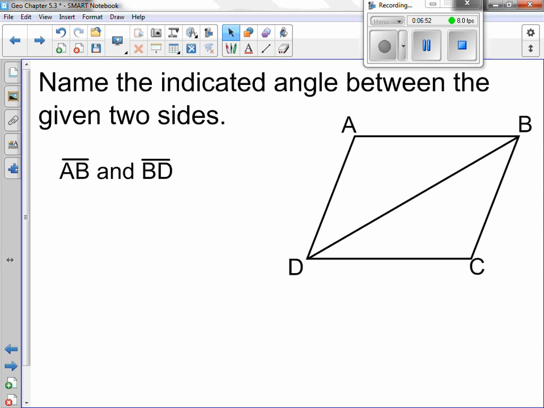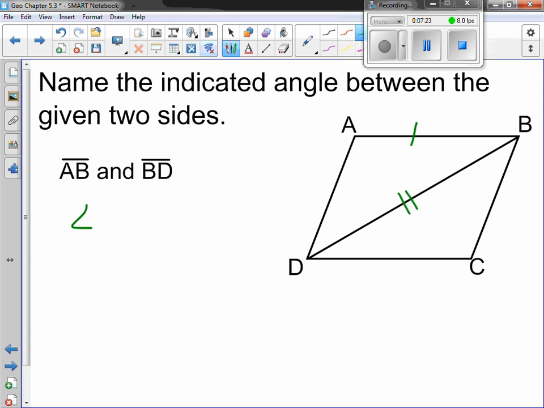We're going to talk about indicated angles. Name the indicated angle between the two given sides. So AB and BD. What is the indicated angle between these two sides? It would not be angle A. Well, B is on the right track. But how many angles are at point B? Two, so angle ABD.